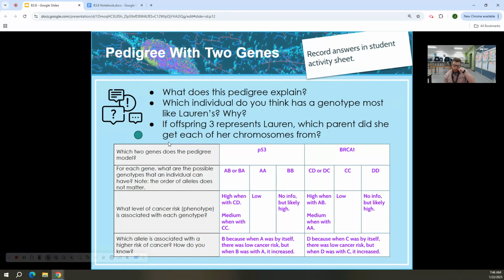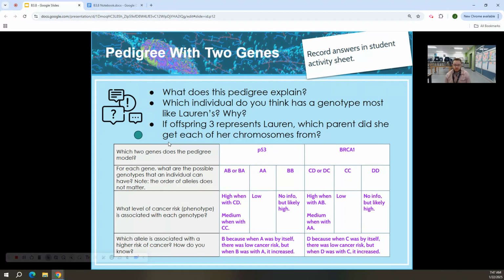Okay, so we should have tried to answer this. I do have a key because I know that this can be confusing, and we're just going to walk through this step by step. Okay, so we know the first, A and B. We're going to start with that. We know that the A and B alleles are representing the p53 gene.